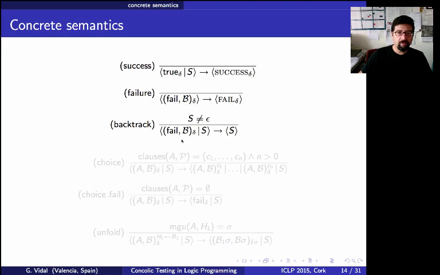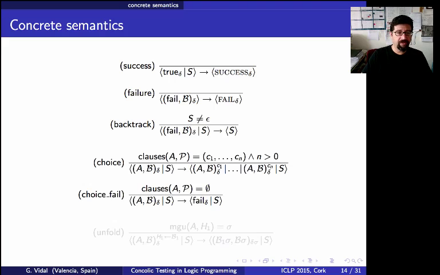And if we have a failing goal but there are some alternatives, so this sequence is not empty, then we just perform a backtracking step, which means removing this leftmost goal from the sequence. Okay. So this is the main difference with the standard semantics.